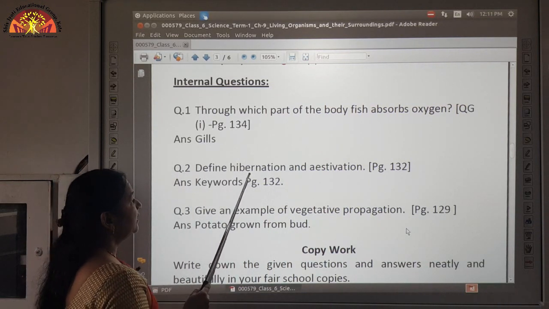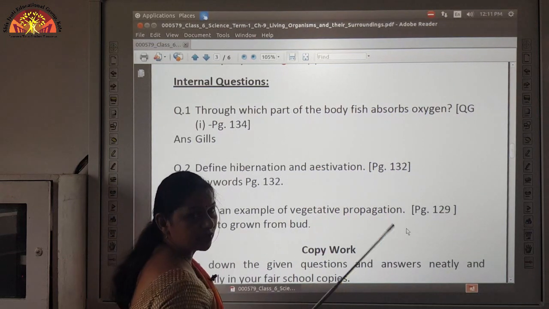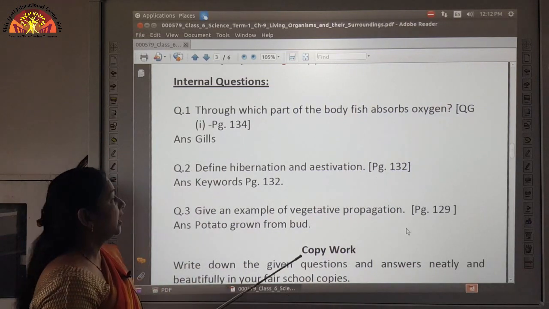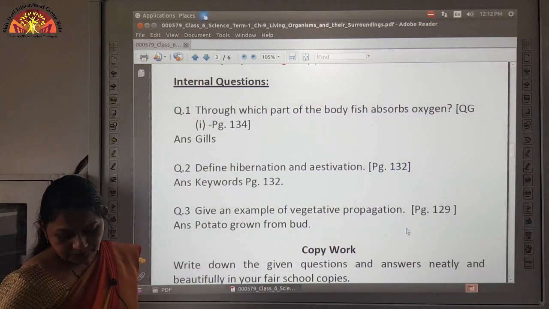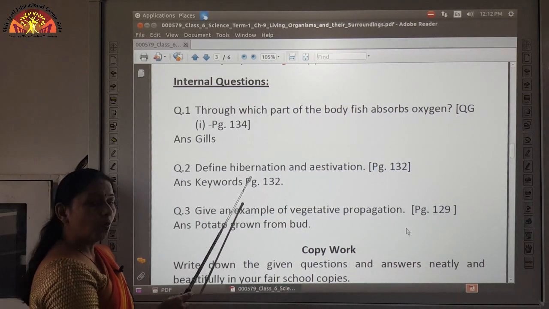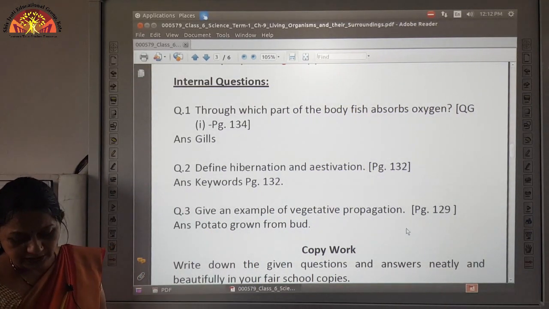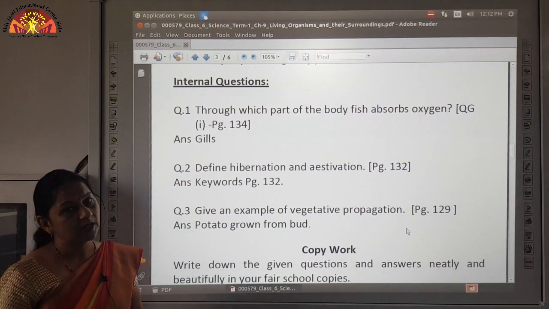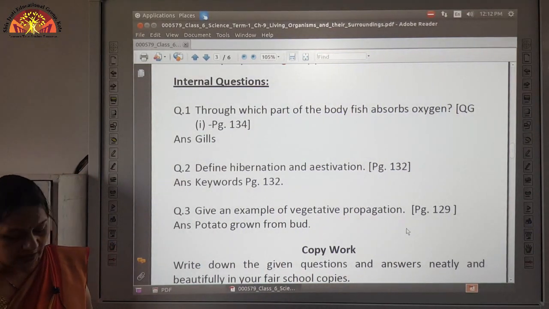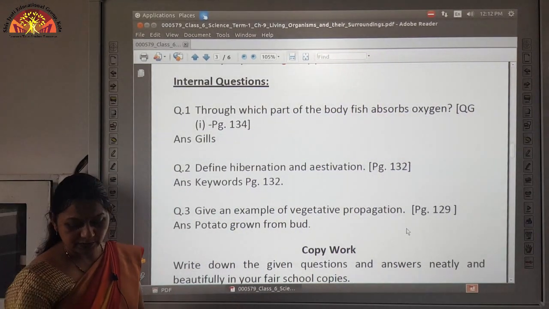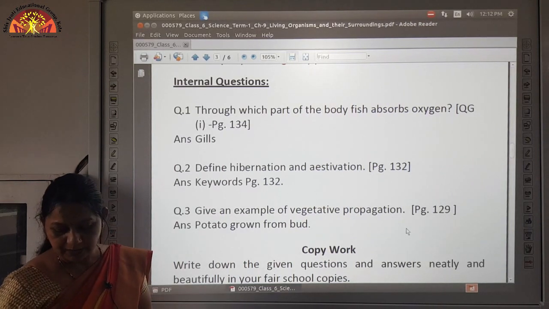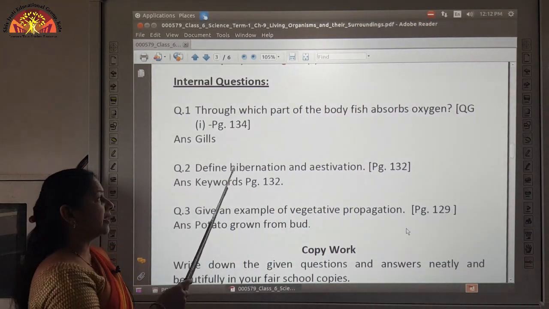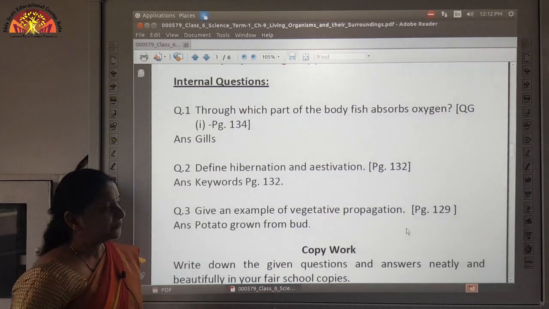Second question, define hibernation and estivation. This question is taken from page 132, and the answer is given in the keywords. Hibernation is the period of reduced activity in some animals during winter months. And what is estivation? It is given just under hibernation: entering into long sleep by animals during summer. So, you are going to write the definitions of hibernation and estivation from the keywords.